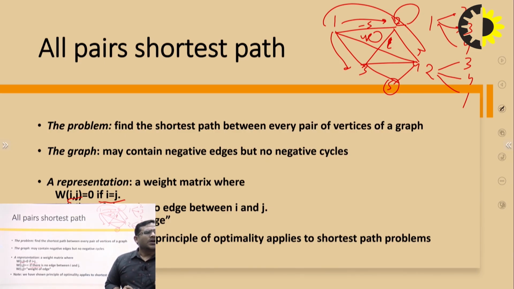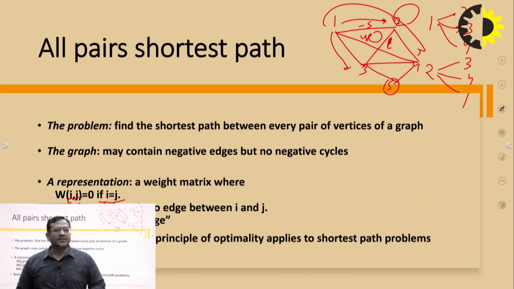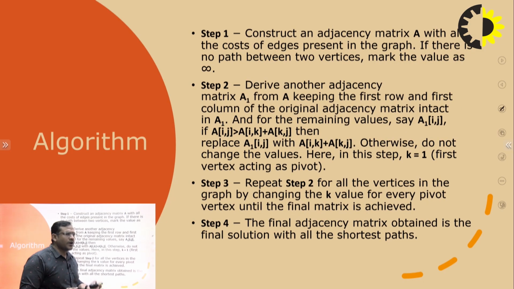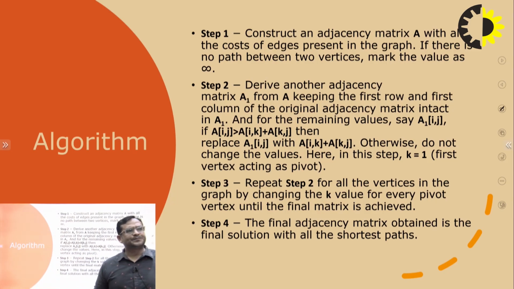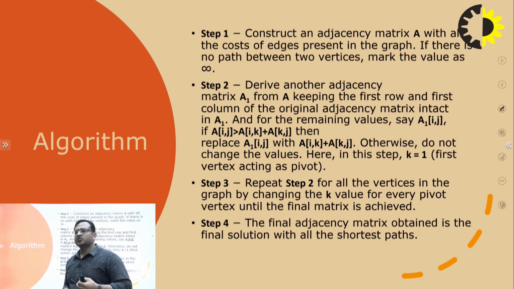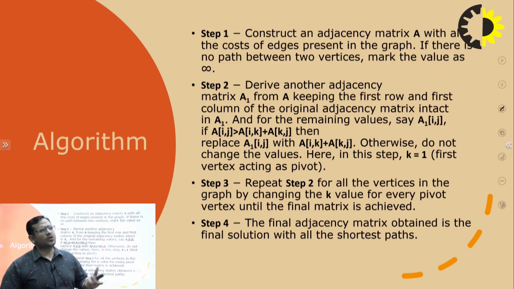So this is the way you can create the matrix. We can try to understand with an example. So what are the steps to solve this problem? The first step is you should create an adjacency matrix. Suppose you give it a name W, or A, B, C, whatever you want, and it will basically represent the cost of edges present in the graph.